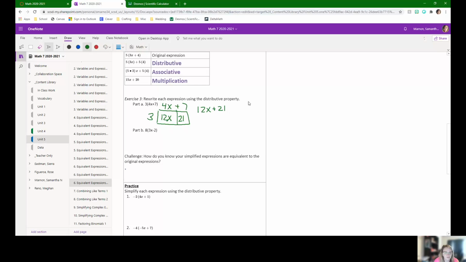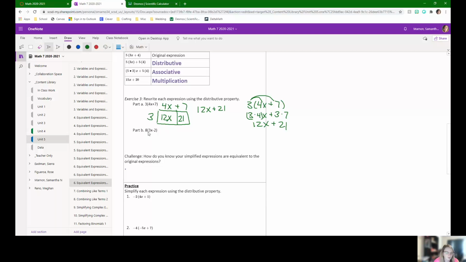If you just wanted to do this quickly and algebraically, you could have done everybody gets cake, everybody gets 3. So 4x gets 3 and 7 gets 3. So that would look like 3 times 4x plus 3 times 7. 3 times 4x, you could just use associative property. 12x plus 3 times 7 is 21. Both ways, same answer.